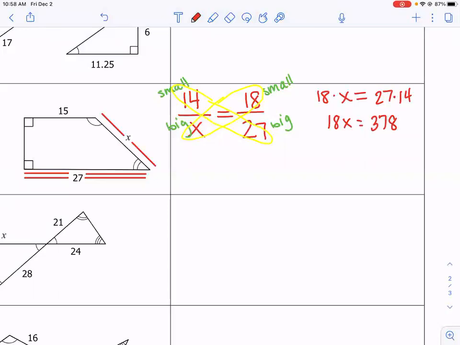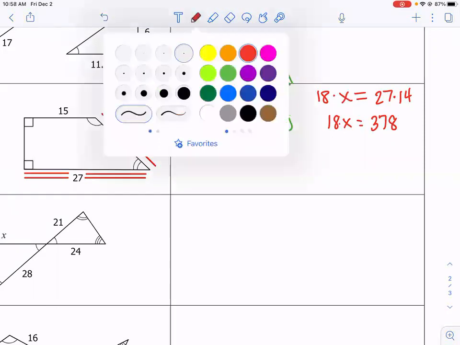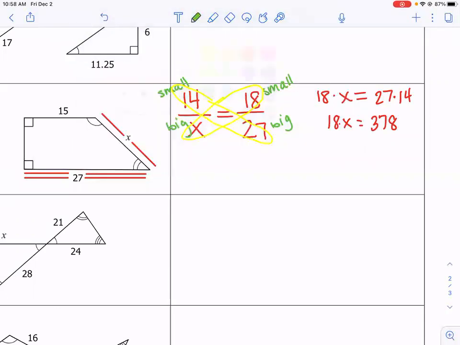What are we waiting on? I'm just making sure you're okay. All right. So if I have 18 times X equals 378, then to get X by itself, we will divide both sides by 18. X is 21.